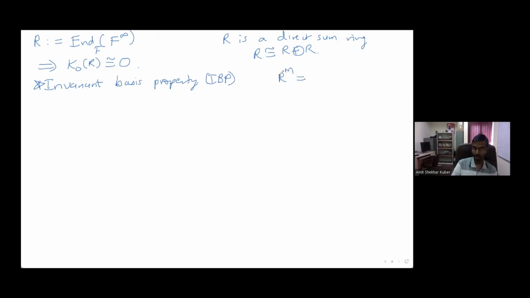So whenever R to the power m is isomorphic to R to the power n, this implies that m is equal to n. Some rings satisfy this, for example a commutative ring. If a ring R is commutative, then there exists a ring homomorphism from the commutative ring to a field.